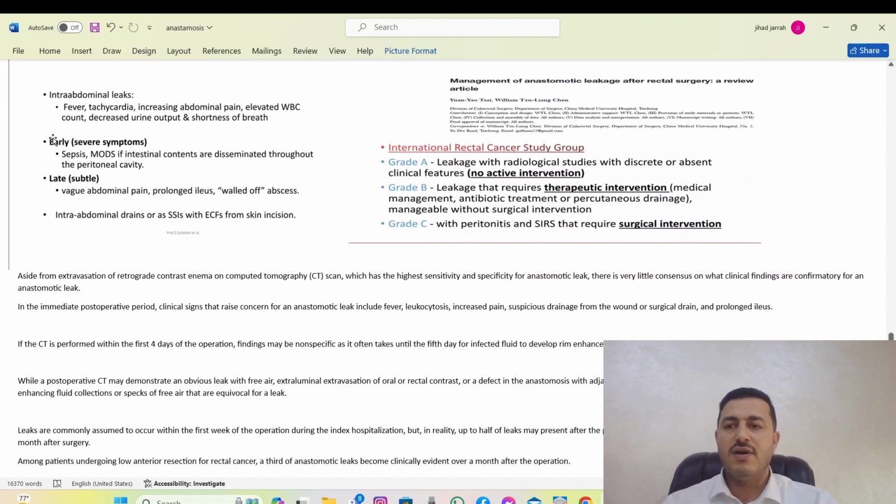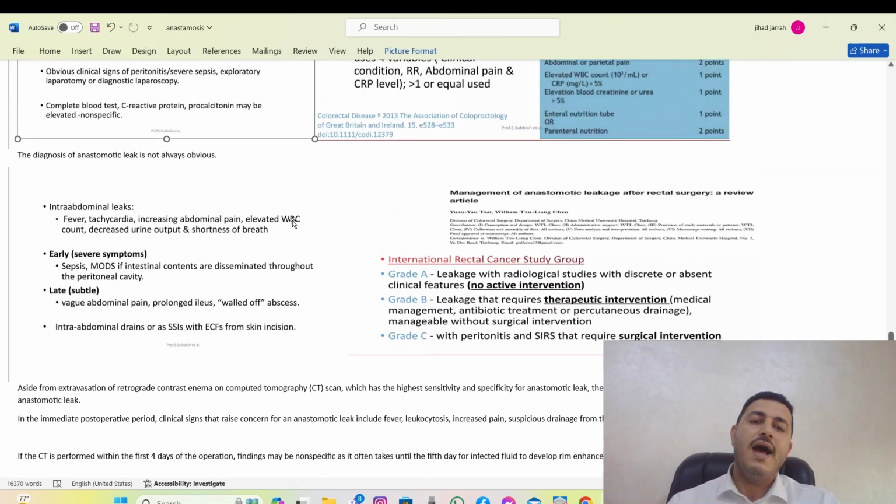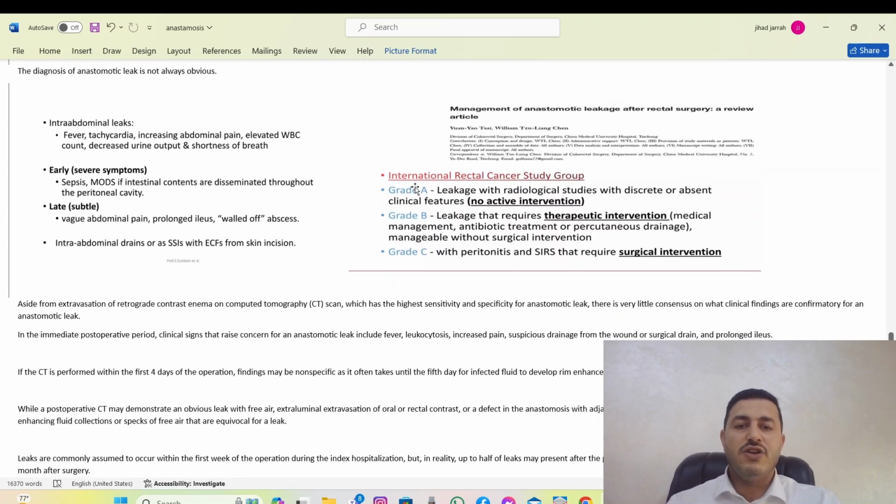As you see here, we have the concept of early and late leak. Late leak is usually the manifestation of lower GI anastomosis, or how leak in the lower GI presents. It's usually vague abdominal pain, prolonged ileus, abscesses, and suspicious drain output.